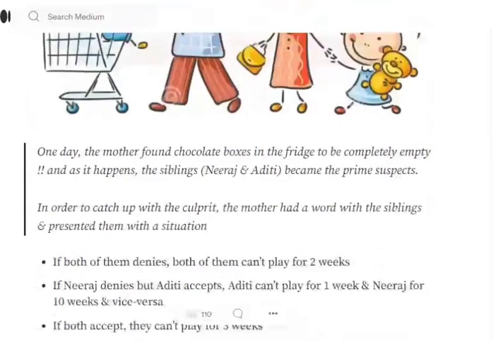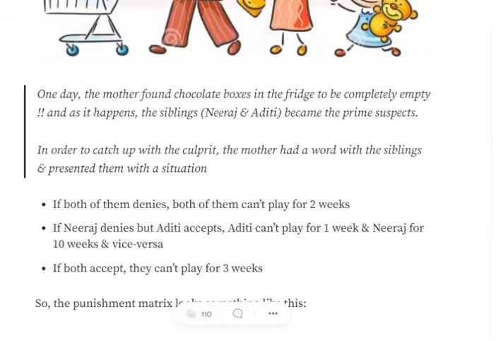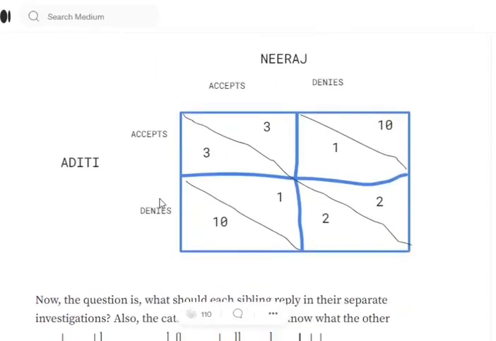Assume that we have two siblings, Neeraj and Aditi. Their mother is suspicious that they eat the chocolates in the fridge that she has kept. So she has put on some punishments for them. She is asking them who has eaten those chocolates, and depending upon the answer, she would be deciding the punishments for them.